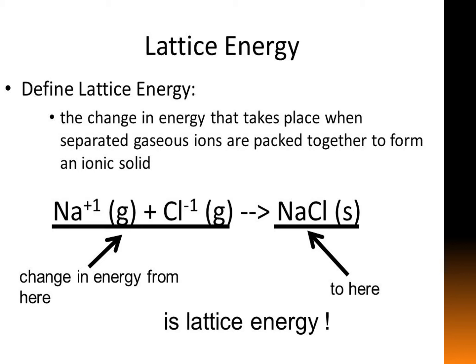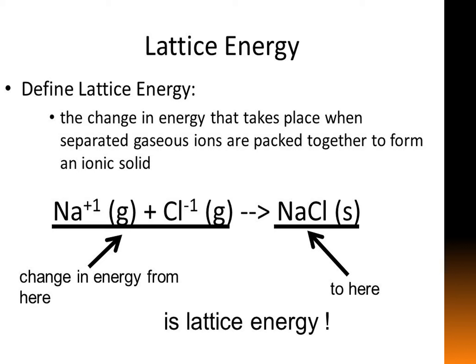Lattice energy is defined as the change in energy that takes place when the separated gaseous ions are packed together to form an ionic solid. Do you understand? For example, NaCl, sodium chloride, gives sodium positive gas and chlorine negative gas. So that is NaCl. So it is a lattice energy. Change in energy.